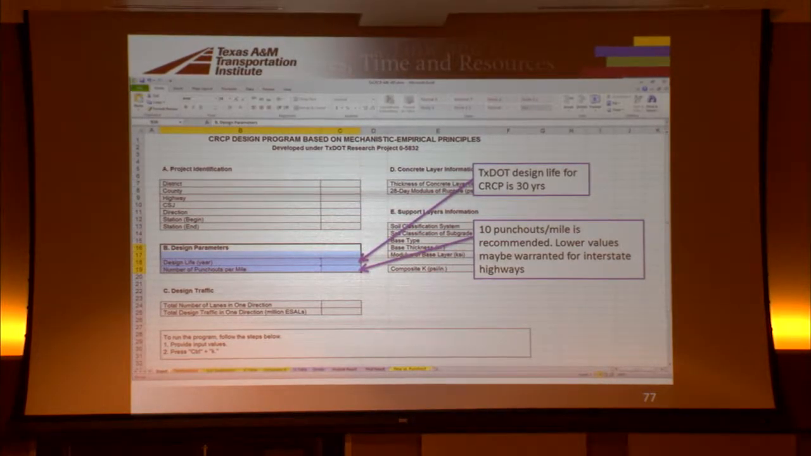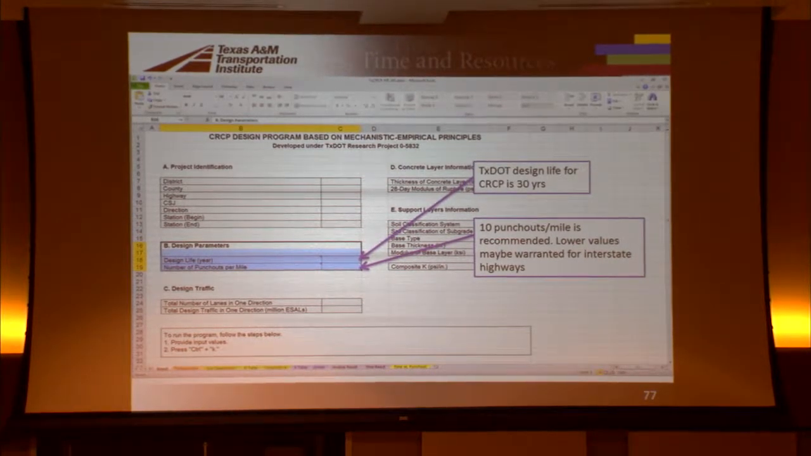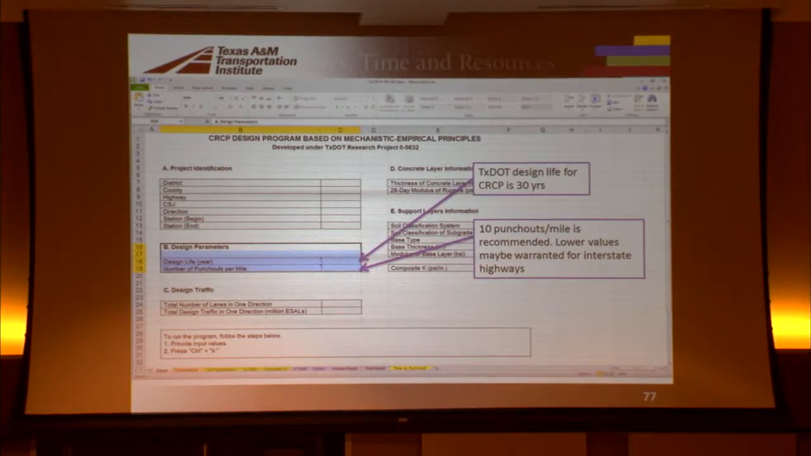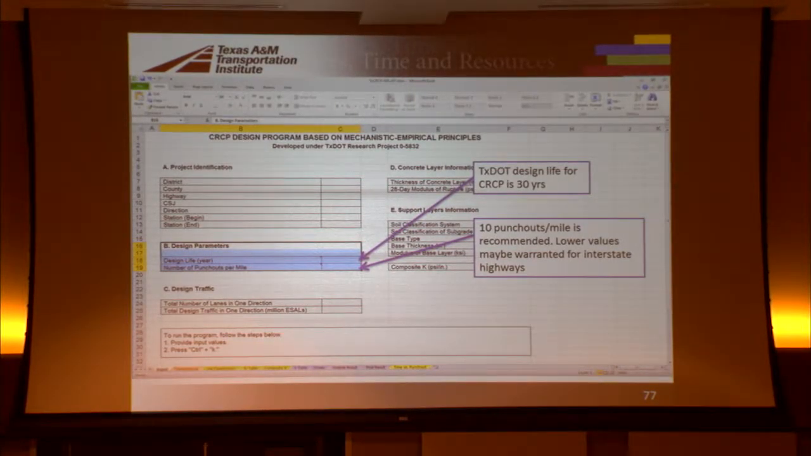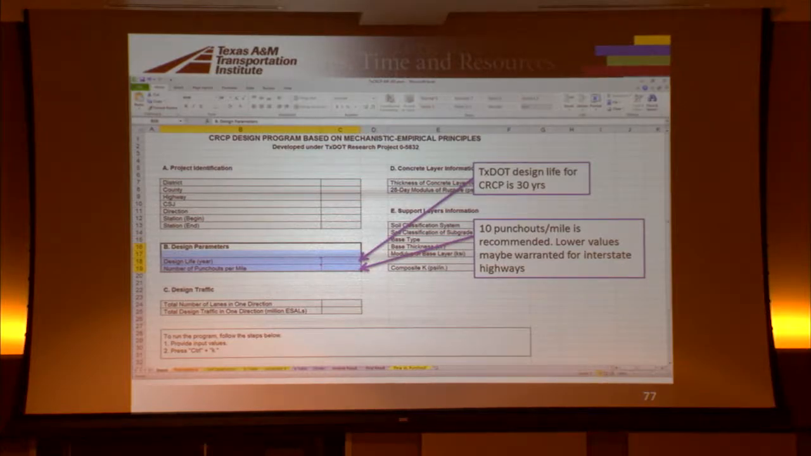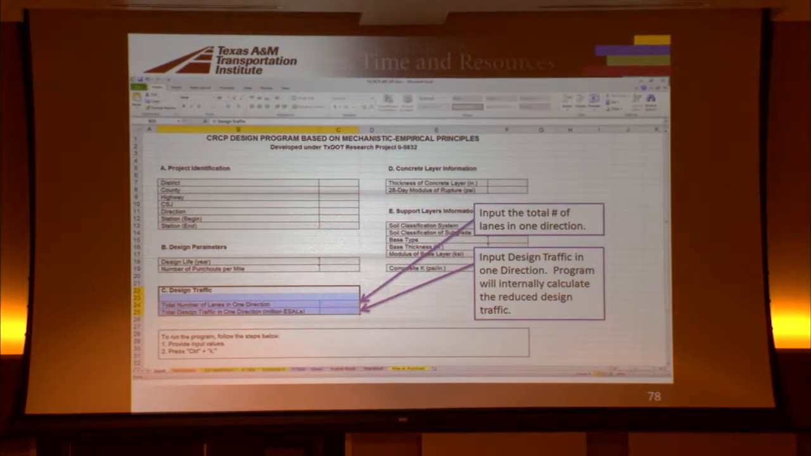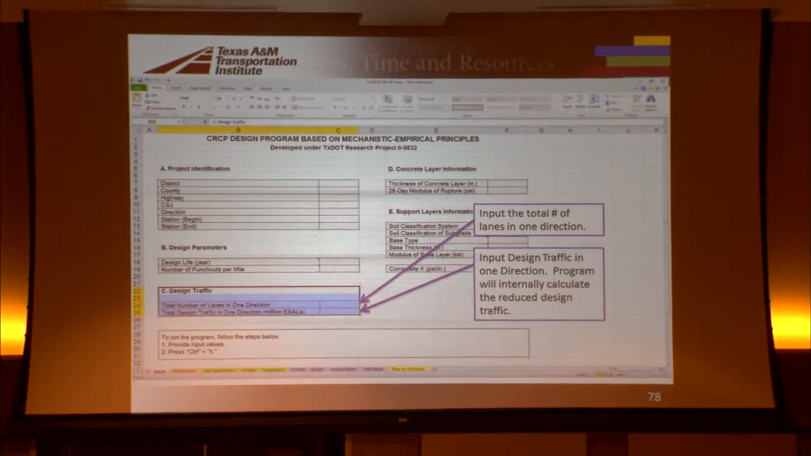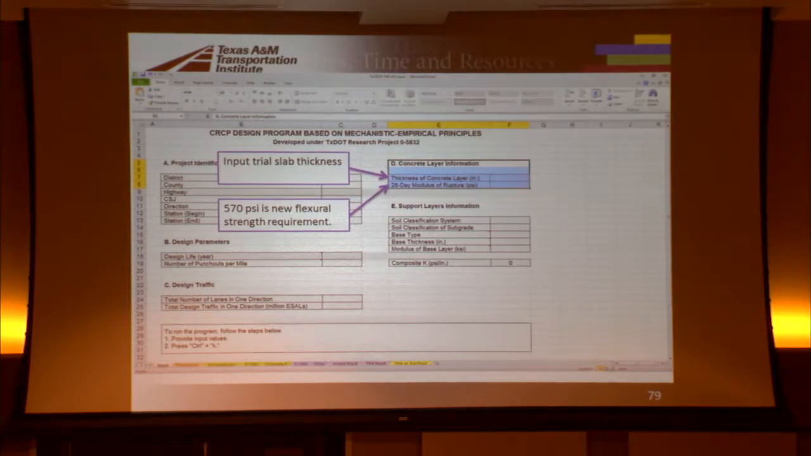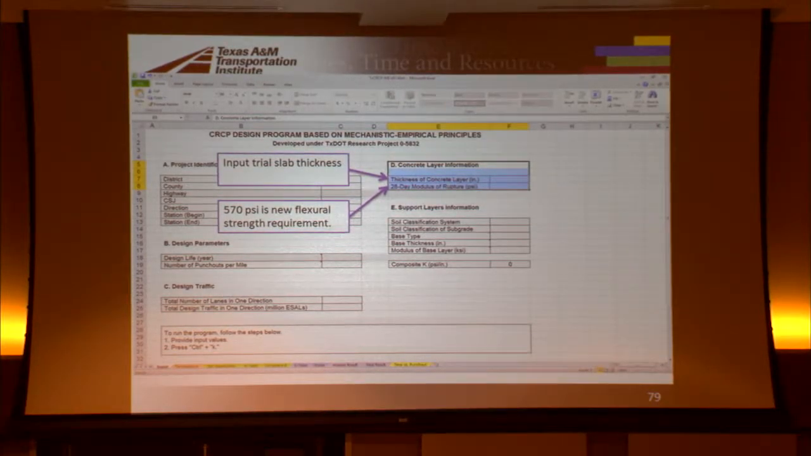So in this new procedure, we put in a thickness and just basically see what would work with the traffic level and so on. 10 punch outs per mile is usually recommended. You may want to go down if you're on an interstate, to use 8 or so punch outs per mile. You put in your design traffic, total number of lanes, the trial slab thickness, the modulus of rupture.